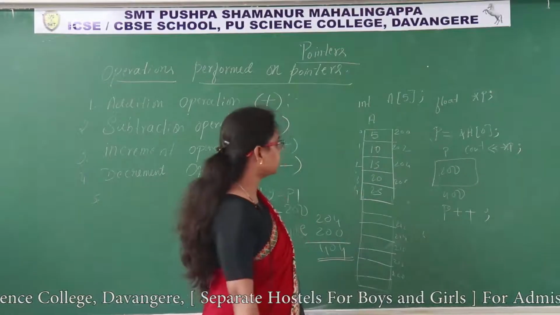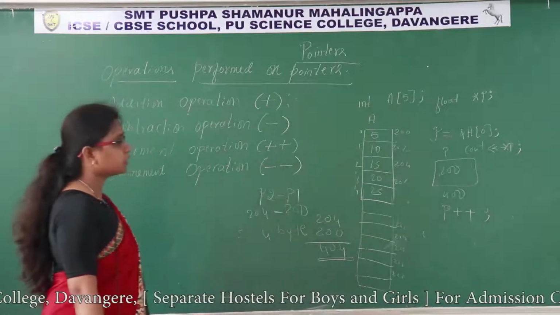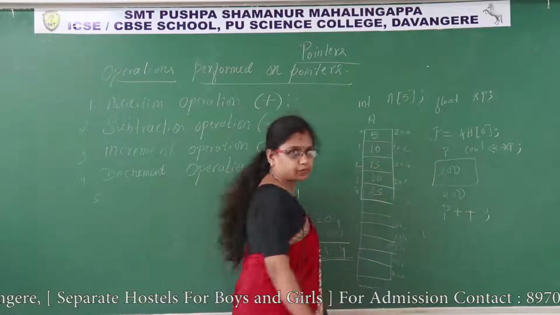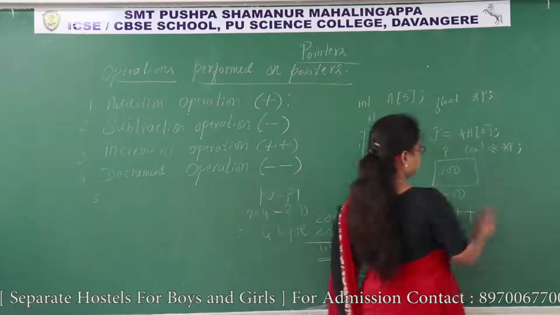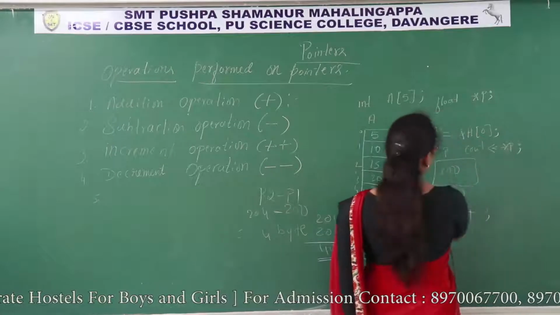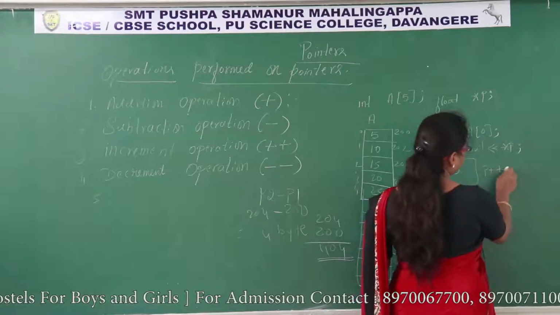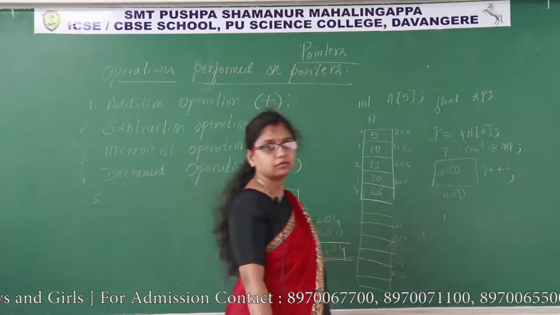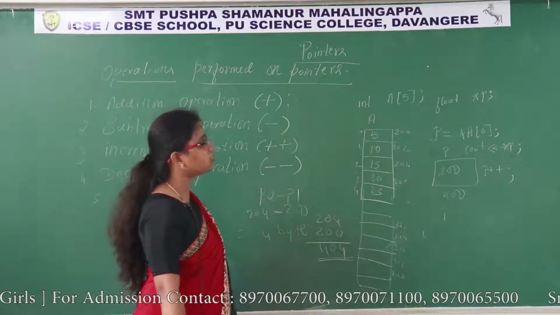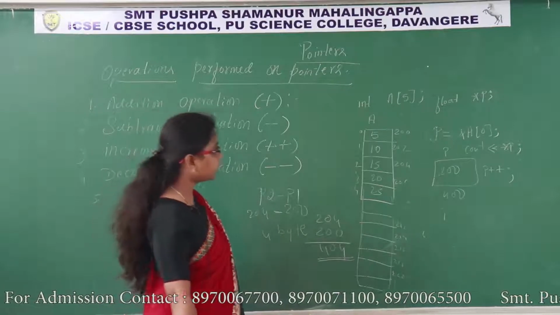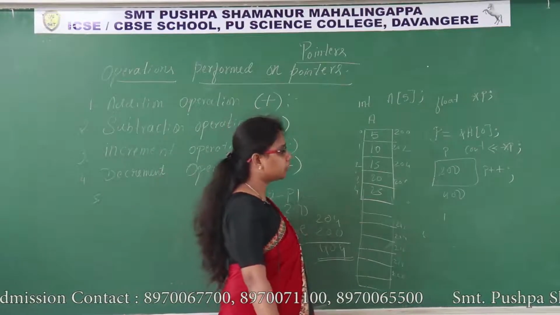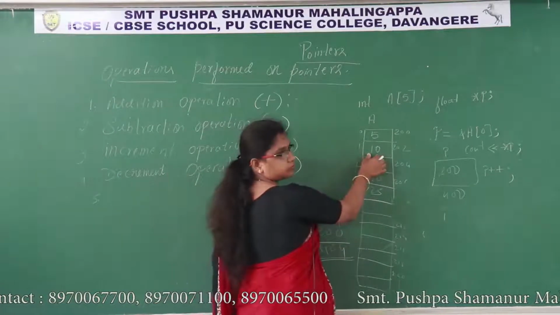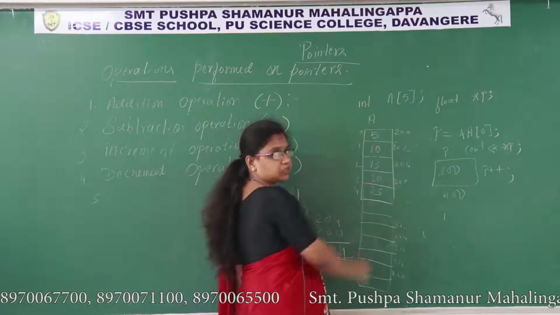What is there in the P? 200 is there. Star P means the content of this memory location. So it displays 5. Now I increment P in order to display the second element. P plus plus I'll write here. How many bytes does it increment? 4 bytes, because P is a floating type pointer. If it would be an integer type pointer, then it would be incremented by 2 bytes, so that I can display 10. The next memory location value will be displayed.